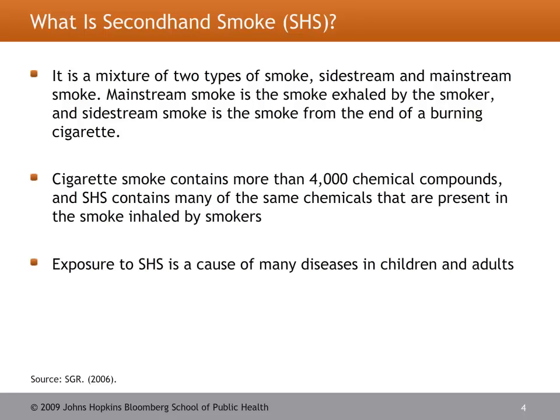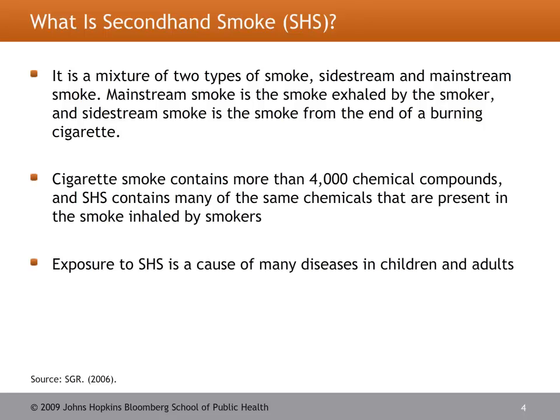Before we go any further, let's discuss what exactly secondhand smoke is. So secondhand smoke is actually a mixture of gas and particles in the air, and it comes from two parts of smoke. One part is called mainstream smoke and the other is side stream smoke. Mainstream smoke is exhaled by the smoker, and side stream smoke comes from the cigarette itself.